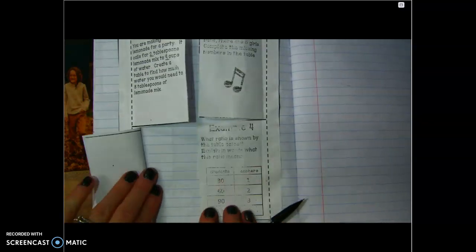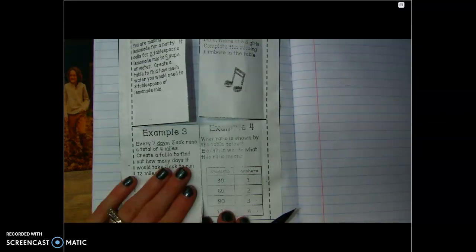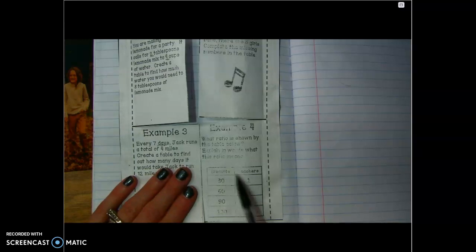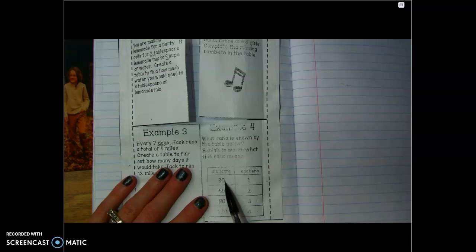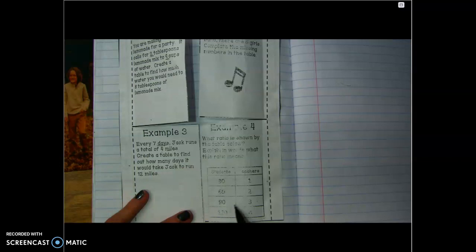All right, one more example. Let's look at this. It says, what ratio is shown by the table below? Explain in words what this ratio means. So it tells us that I have 30 students, 1 teacher. When I have 60 students, I have 2 teachers. When there are 90 students, I have 3 teachers. And when there are 120 students, I have 4 teachers.